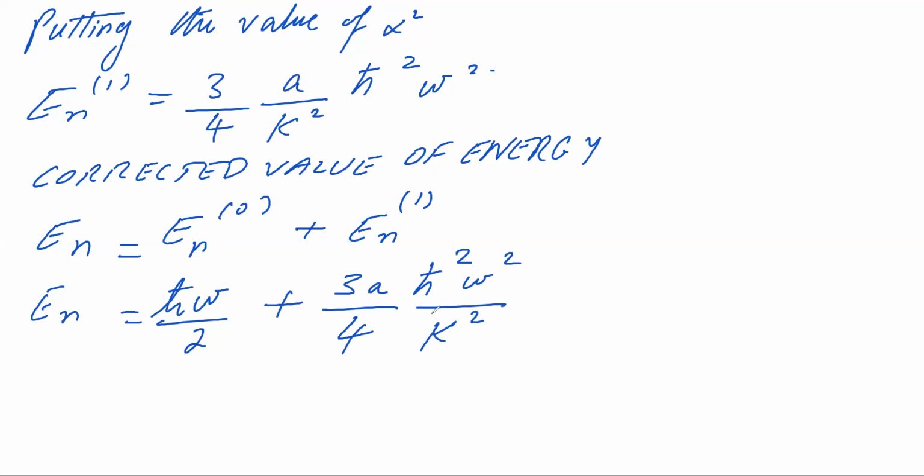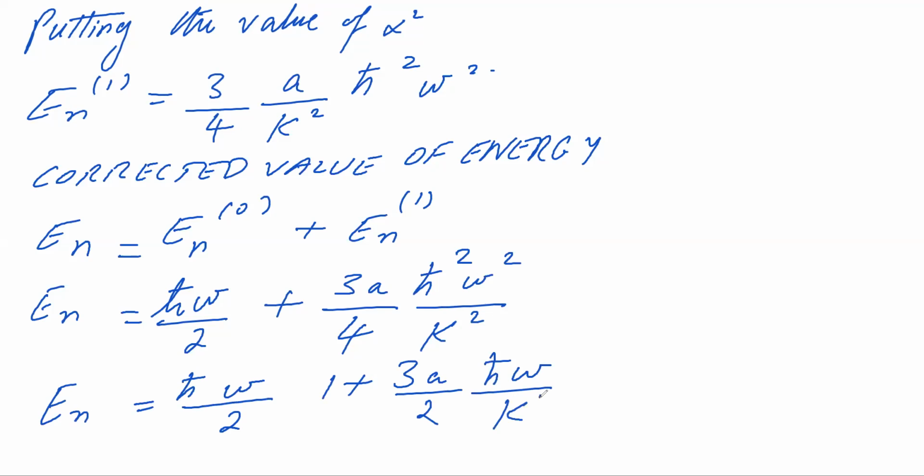And so we have the final answer, which is E_n is equal to h bar omega over 2 into 1 plus 3a over 2 into h bar omega over k squared. So this is your final answer. So you can highlight this part.